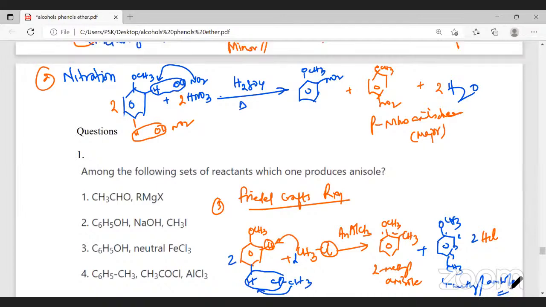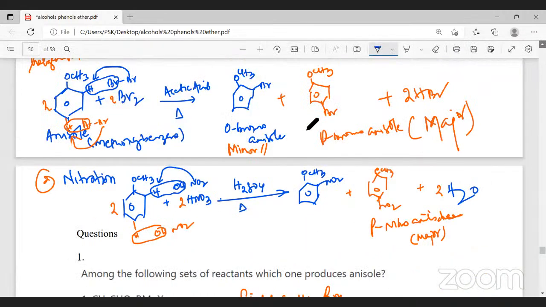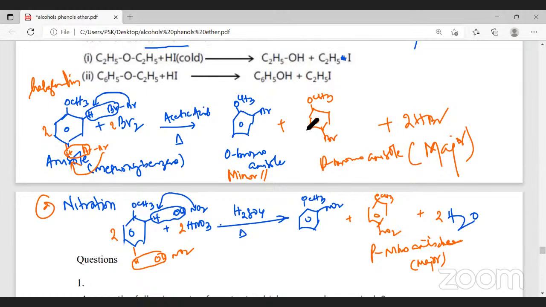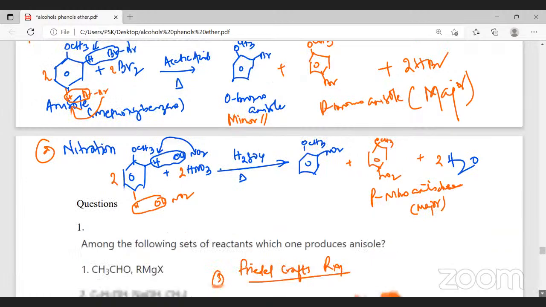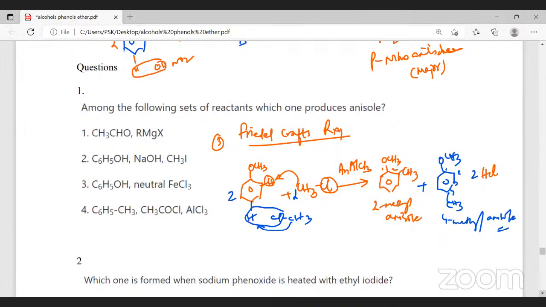You know the reasons. So we have learned even the aromatic ethers. One is bromination, in general halogenation. The second one is nitration. And the third is Friedel-Crafts reaction. Now, whatever is possible, we will learn the questions with respect to ethers, and then we are going to start with aldehydes and ketones.